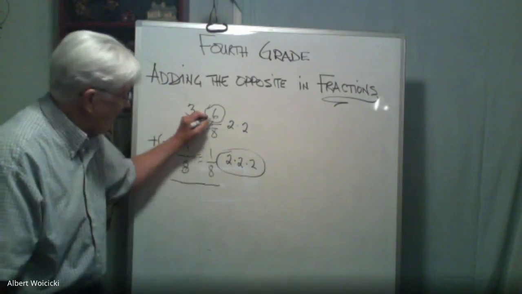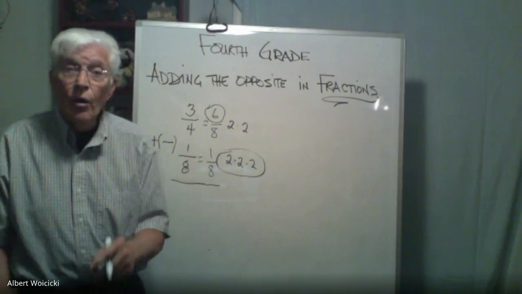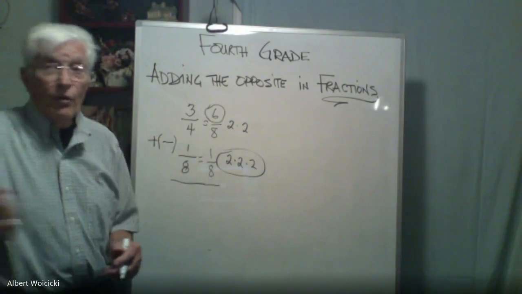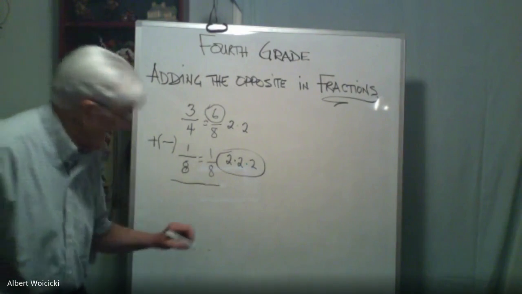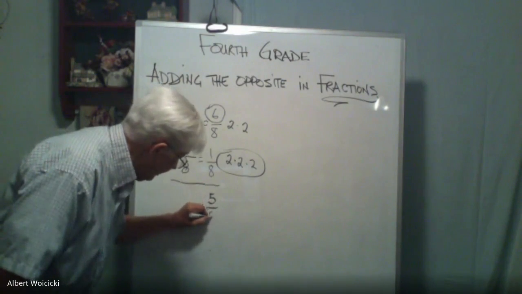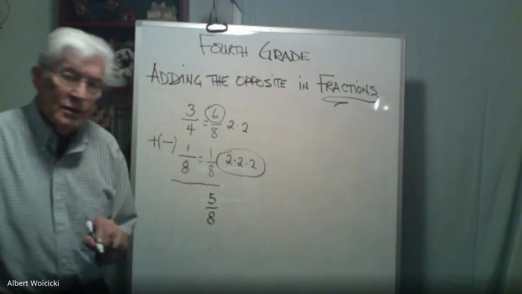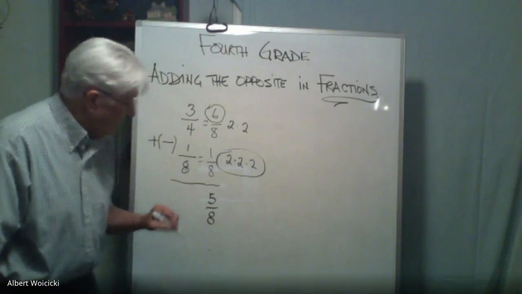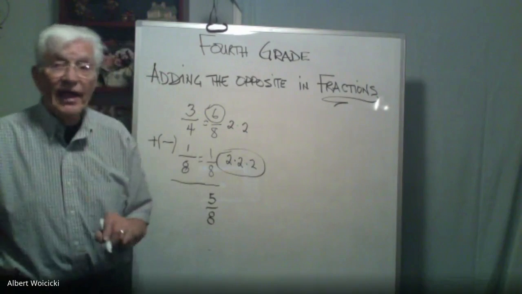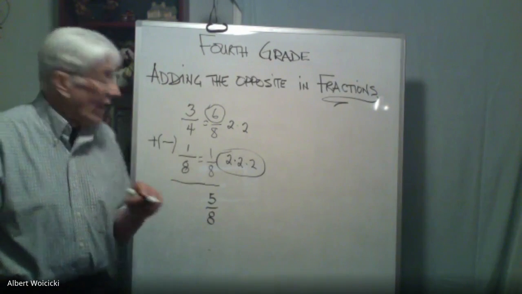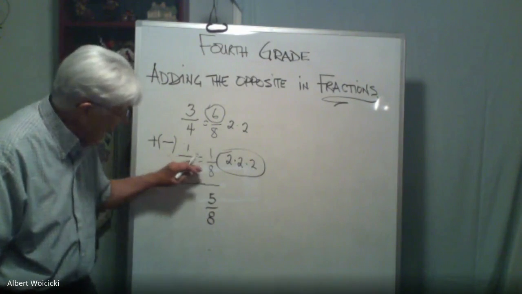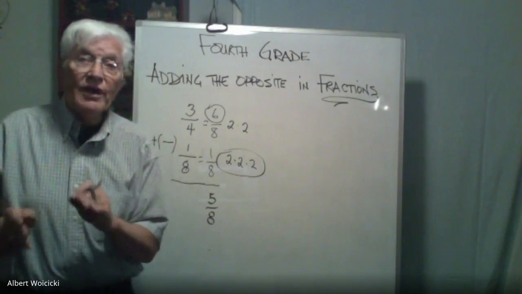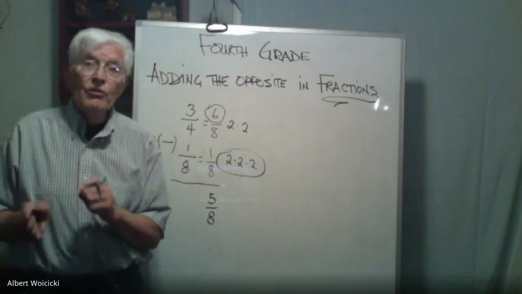All right, so now I've got 6/8, and I'm going to take away one of those 8's. Well, if you got 6/8 and I take away one of your 8's, how many 8's do you have left? You've got 5/8 left. 5/8. Now, this works fine when we don't have to regroup. But next time, we'll look at one where we have to regroup.